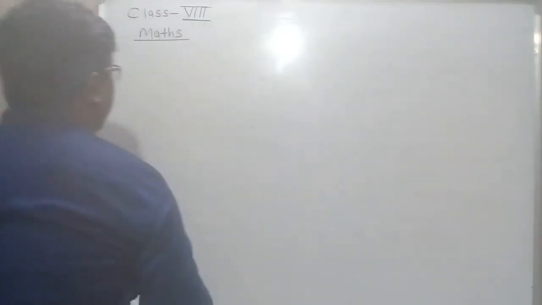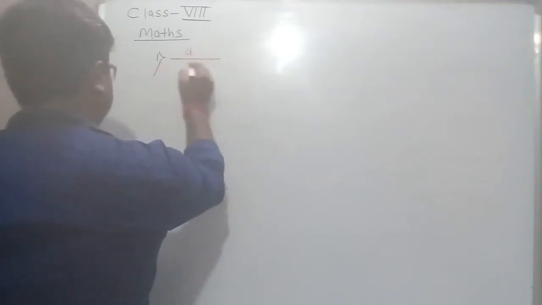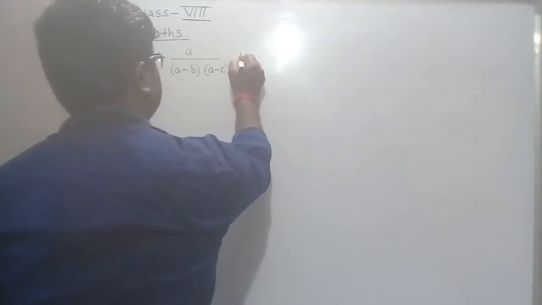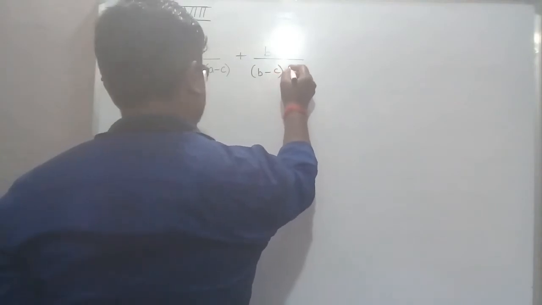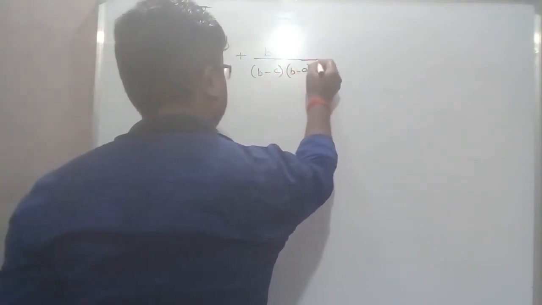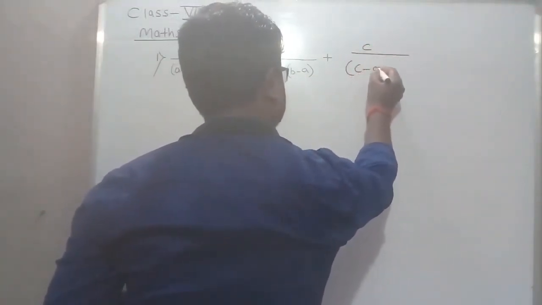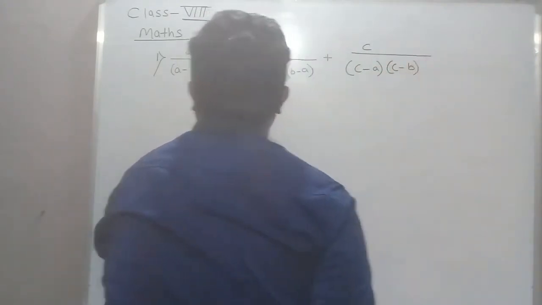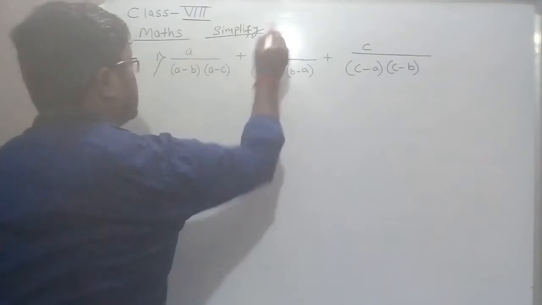So my first question is: a upon (a minus b)(a minus c), plus b upon (b minus c)(b minus a), plus c upon (c minus a)(c minus b). We have to simplify it. So now let's simplify it.